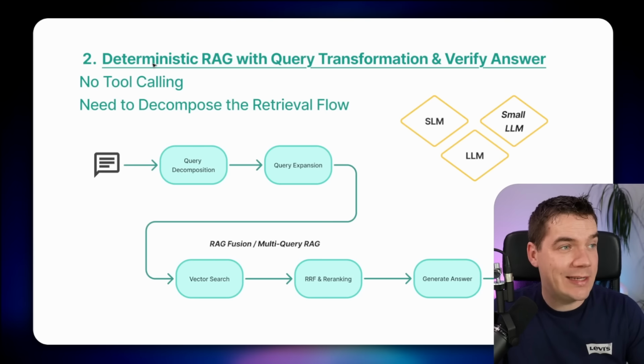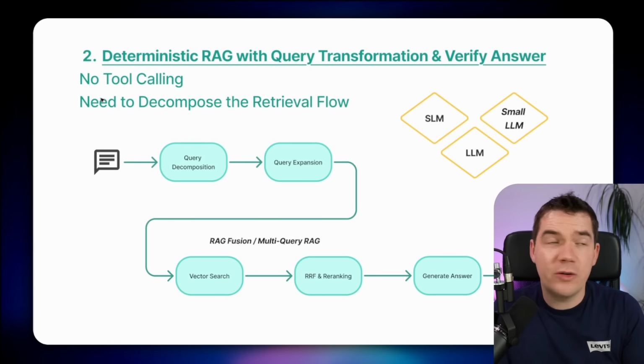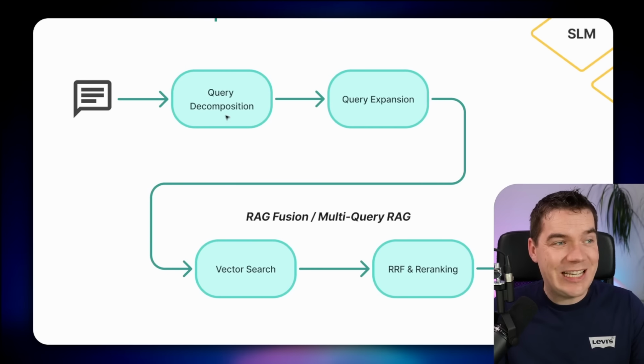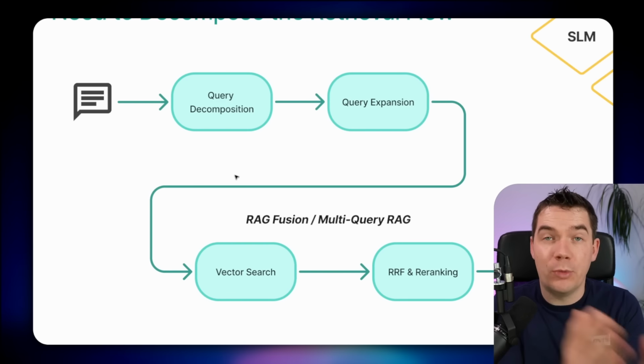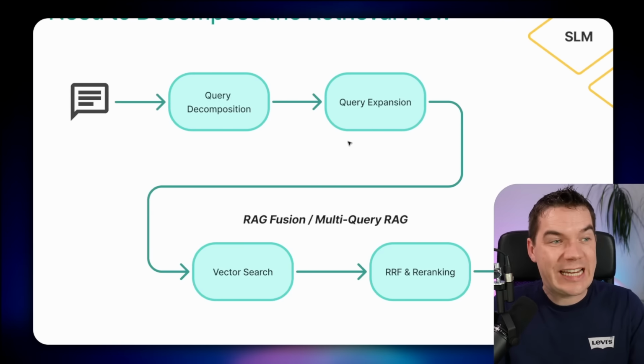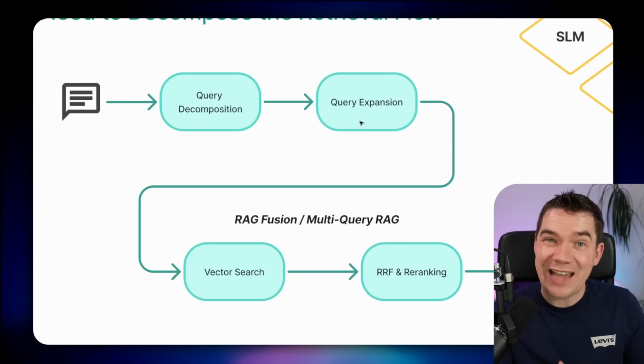So our second pattern is a deterministic RAG flow with query transformation and this verify answer pattern that I talked about previously. So here there's no tool calling, so we need to decompose the entire retrieval flow. This type of flow would work with most LLMs from 5 billion parameters up to trillions of parameters. And here I'll be demonstrating how, when a user's question comes in, we first decompose that query because there might be multiple asks within that question. And then for each of those sub-queries, we expand upon it. So we find different angles to actually search the knowledge base for that question.